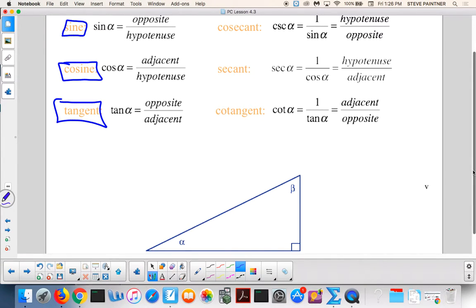By the way, this angle, we call it what? What's that funny Greek letter? We call that alpha. We call this one? Beta. We call this one? Theta. We call this one? Omega. Gamma. There's a whole bunch.